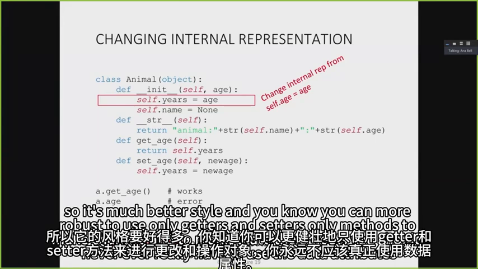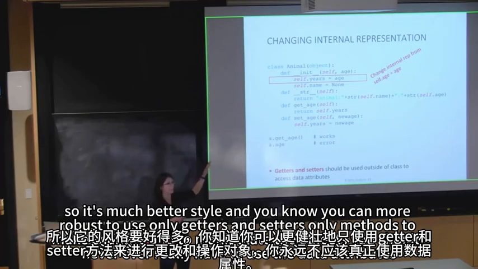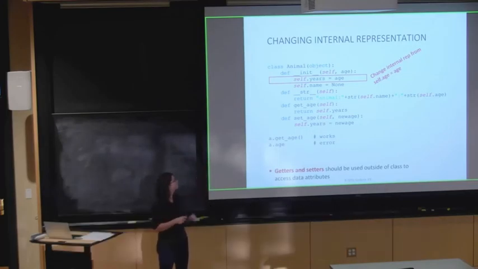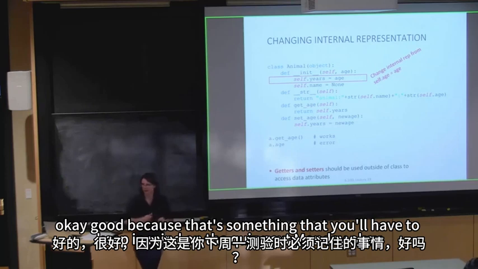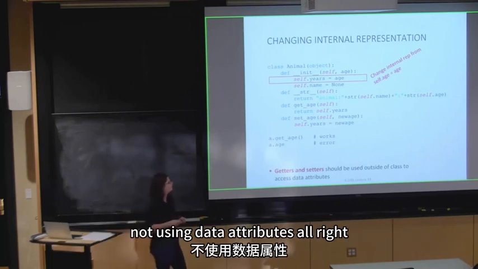So it's much better style and more robust to use only getters and setters, only methods, to make changes and to manipulate the objects. You should never ever really have to use the data attributes. Right? Questions about that? Okay, good, because that's something that you'll have to keep in mind on the quiz next Monday. Okay, not using data attributes. All right.